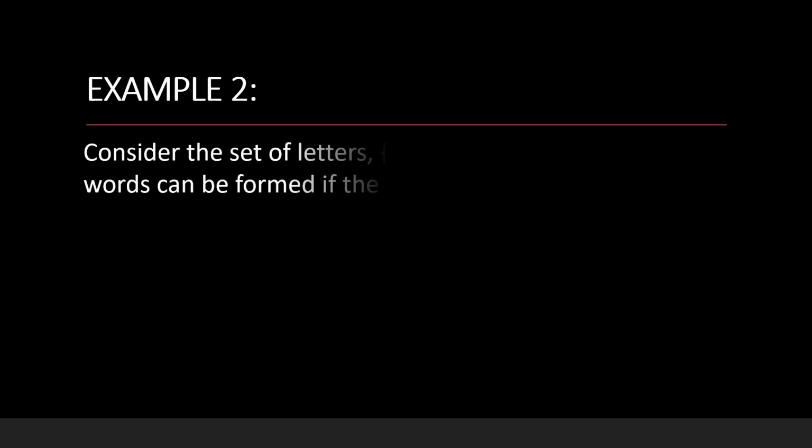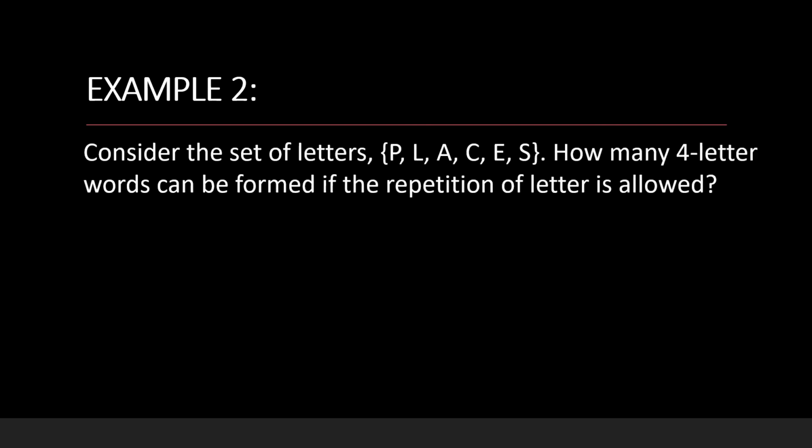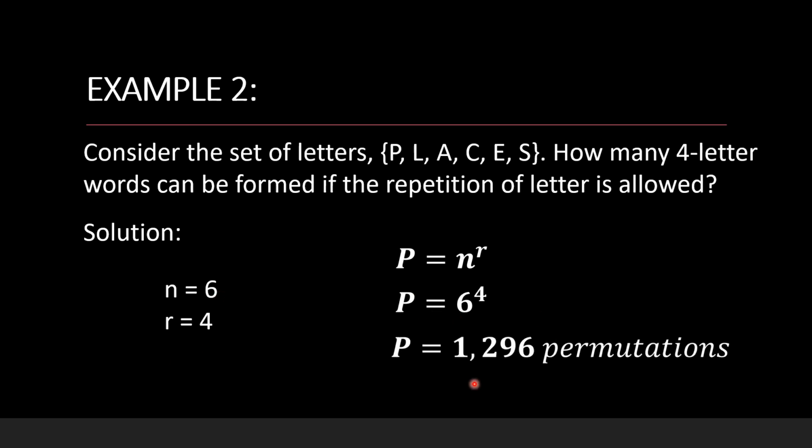For example number 2, consider the set of letters PLACES. How many 4-letter words can be formed if repetition of letters is allowed? For the solution, n is equal to 6, since we have 6 items to choose from, and r is 4, since we are forming a 4-letter word. So P equals n raised to r, substituting n, which is 6, and r, which is 4. We have 1,296 permutations. Try doing this on your own.